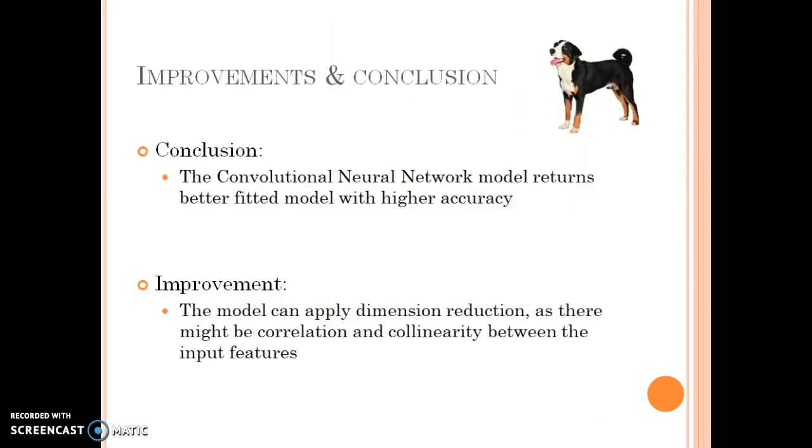So now, for the model I think I can apply some dimension reduction, as there might be some correlation or collinearity between the features, and that may increase the accuracy of the modules. So I think the convolutional neural network module returns the best fitting model with a higher accuracy, over 0.98. I think that overall is really good prediction.